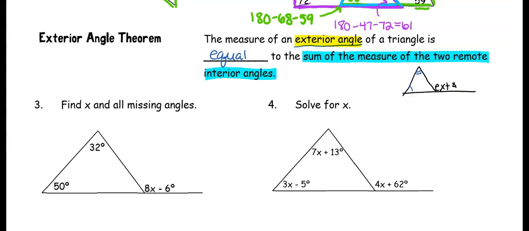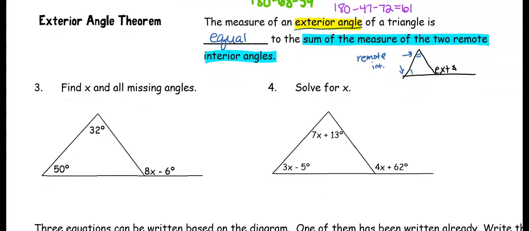The two remote interior angles would be this angle and this angle. I used a different indicator because those are not congruent angles. Those two are the remote interior angles. Interior means inside. The remote, think about a remote island. They're the two angles off by themselves. So the exterior angle is equal to the sum of the remote interior angles.